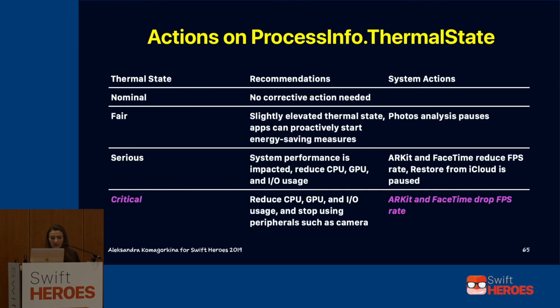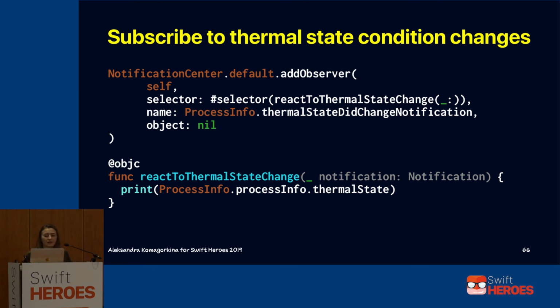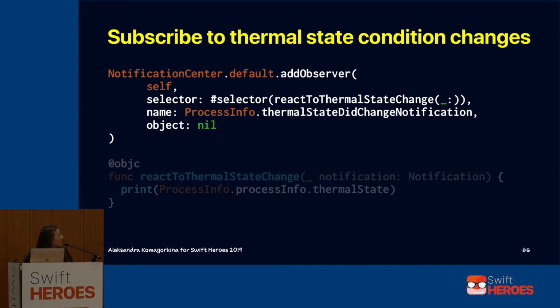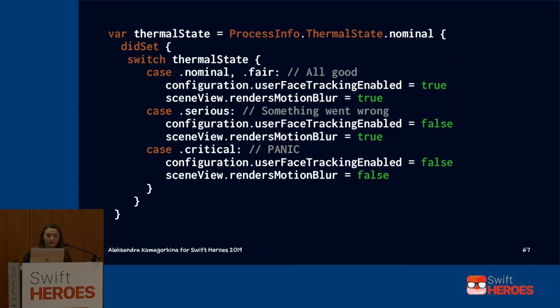And how can we actually do it? How can we register for the thermal state conditions? We register for the process info thermal state did change notification, and this is how that will look. And then we create an enum where we switch over the different thermal states we have. This is just an example of what you can do. But when it's critical, you should definitely just start to panic. Disable user-facing tracking and motion blur and everything you have.